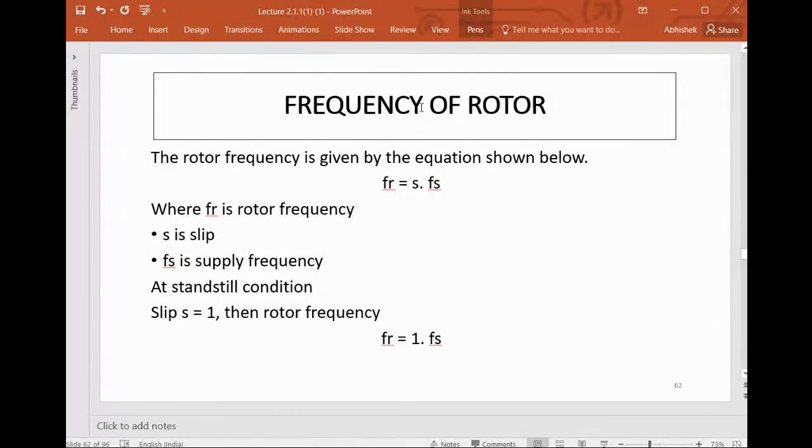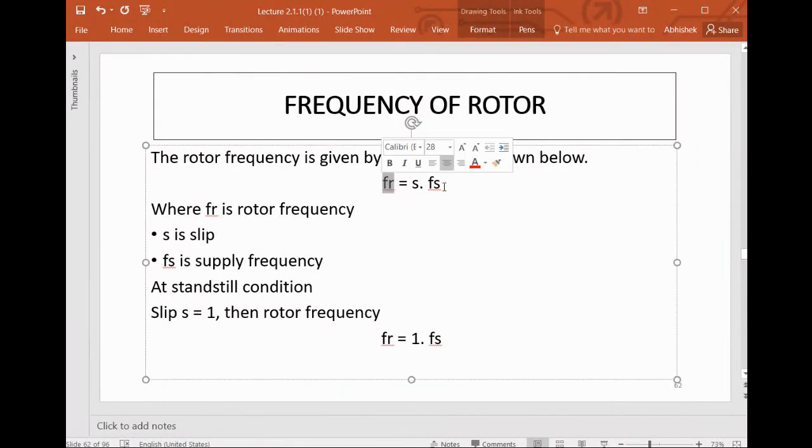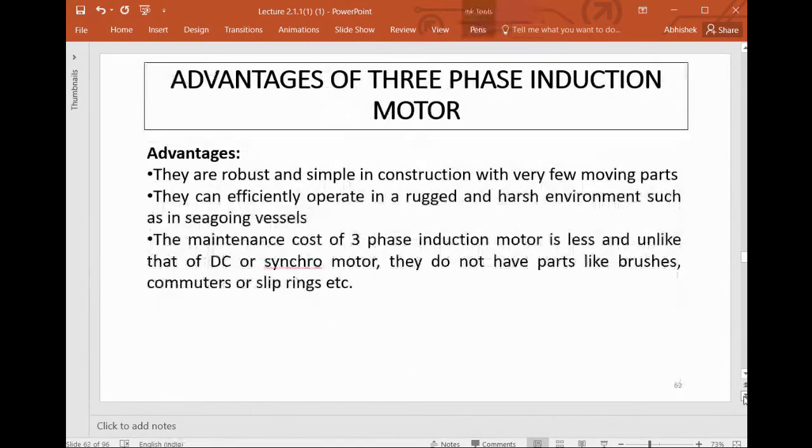Then how do you calculate the frequency of a rotor? This is the formula: Fr is equal to S into Fs, where S is the slip value and Fs is the supply frequency. And if your slip is 1, then what happens? Fr and Fs, the rotor frequency and the supply frequency, both become equal. Then you can say there is no rotation.